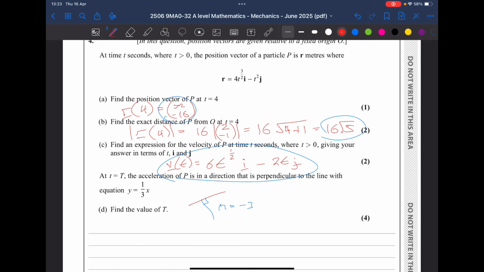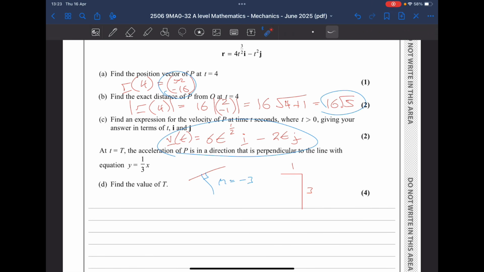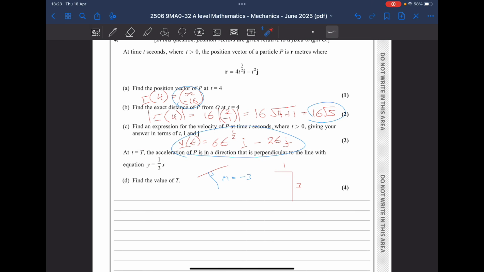So what that tells us is our velocity, whatever we have, if we have 1 there, we need to have 3 on that side, and it must be parallel to that line. So let's go through and find our acceleration. Again, we get that by differentiating the velocity we just found. So if we do that, for the i's, 6 times a half gives me a 3. Then I have t to the minus a half, and for the bottom, just a minus 2.